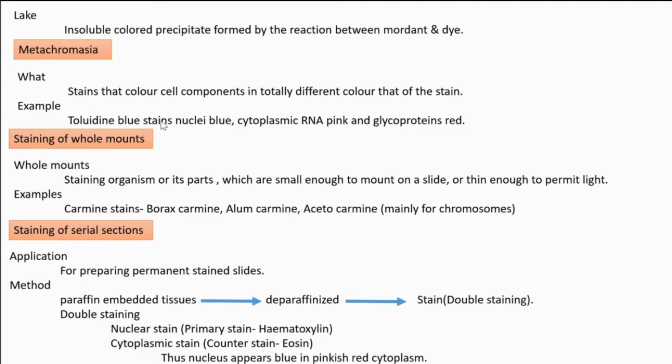Example: toluidine blue stains. Toluidine blue stains nuclei blue, cytoplasmic RNA pink, and glycoproteins red.